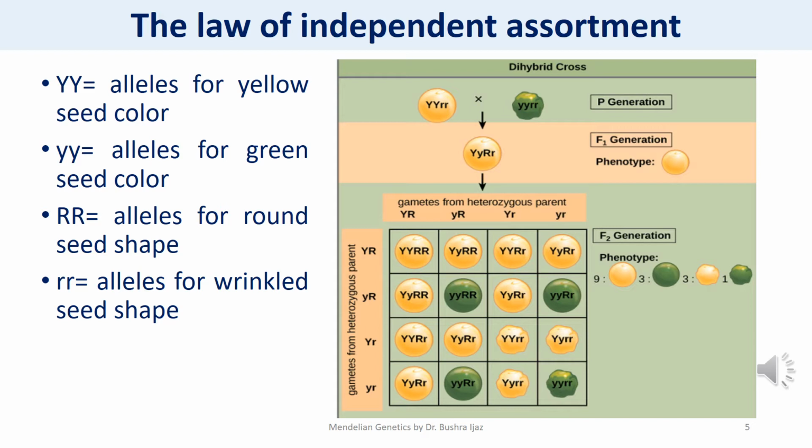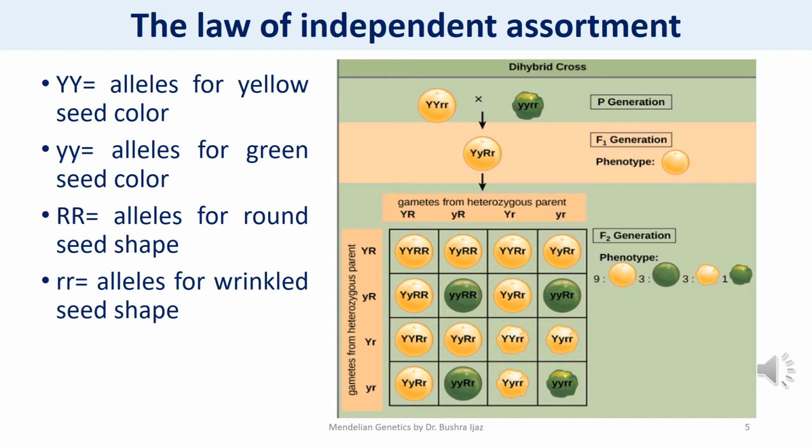Now consider the characteristics of seed color and seed texture for two pea plants. One has green wrinkled seeds with the genotype small y small y, small r small r, and another has yellow round seeds with the genotype capital Y capital Y, capital R capital R. Because each parent is homozygous, the law of segregation indicates that the gametes for the green wrinkled plant are all small y small r, while the gametes for the yellow round plants are all capital Y capital R. Therefore, the F1 generation offspring are all capital Y small y, capital R small r.